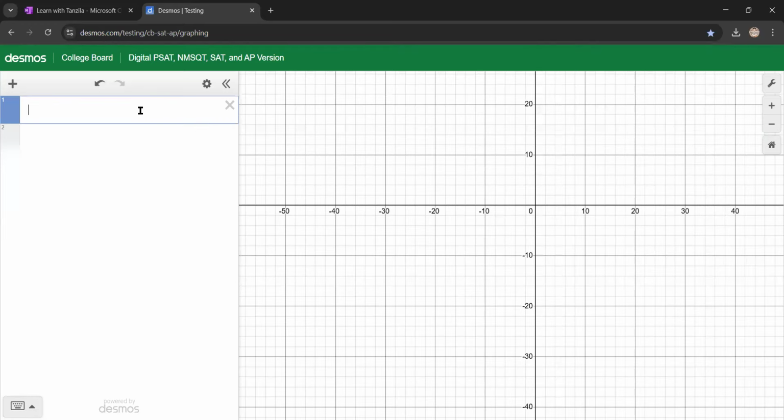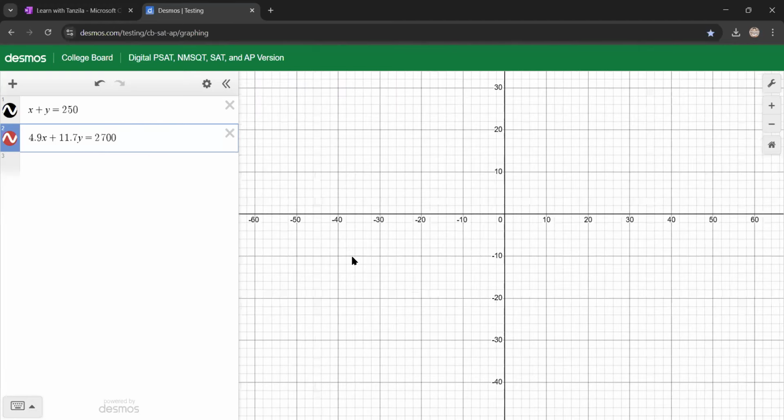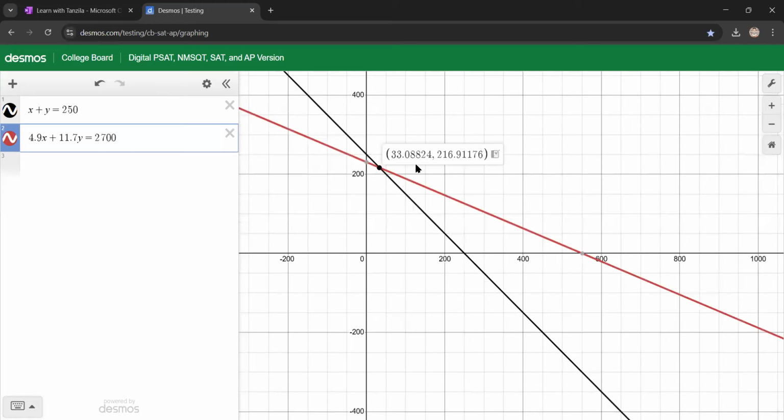Easier way. Now, let me write the equations. X plus Y equals 250, and the other equation was 4.9X plus 11.7Y equals 2700. Here are our lines. Here we have the intersection. Now we have an X value, we have a Y value, right?